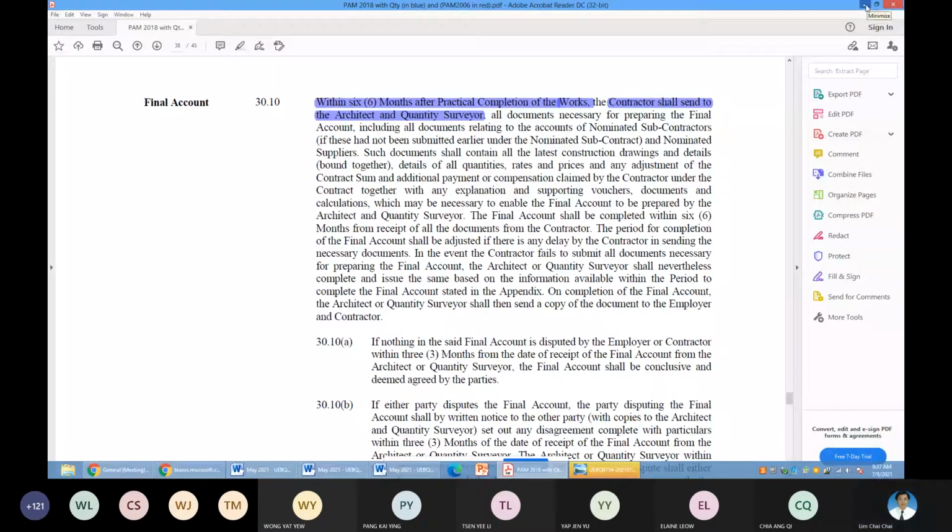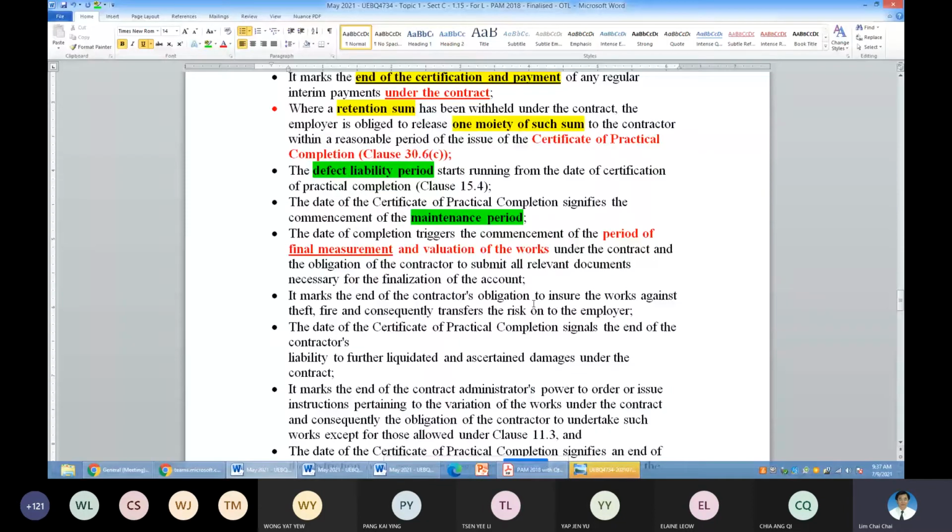Okay. The practical completion triggers the period of final measurement, that is 6 months. Okay. So the QS will be very busy upon the submission of the full documentation.